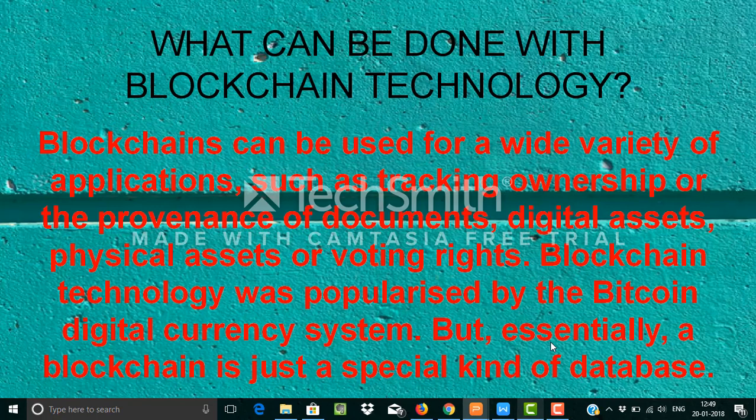Blockchain technology was popularized by the Bitcoin digital currency system, but essentially blockchain is just a special kind of database. We need to be very focused on this: blockchain technology is not only cryptocurrency, not only Bitcoin. It is more than Bitcoin, and it is actually a special kind of database.